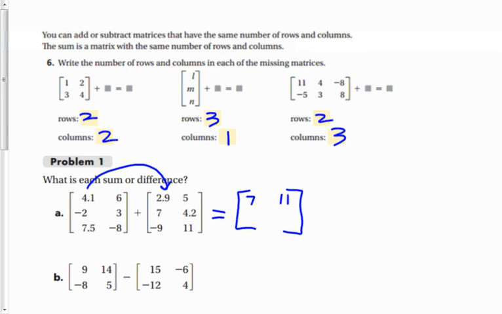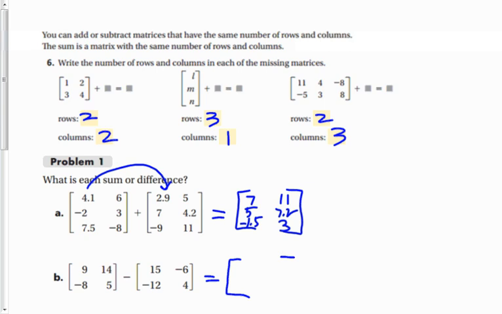6 plus 5 is 11. Negative 2 plus 7 is 5. 3 plus 4.2 is 7.2. 7.5 plus negative 9 is negative 1.5, and negative 8 plus 11 is 3. For subtracting, you do the same thing.